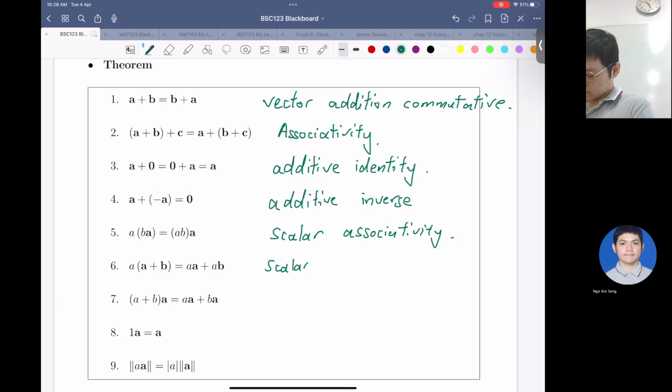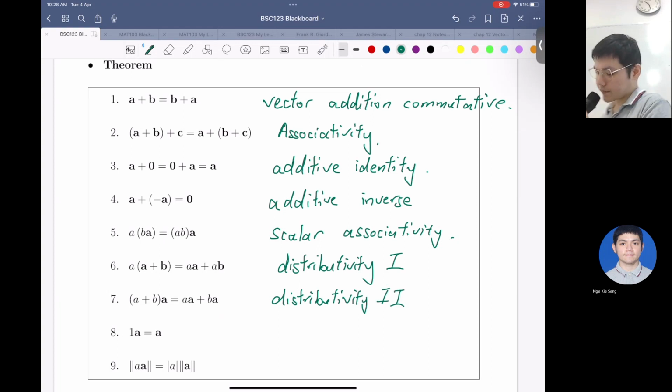Six is scalar distributivity. Scalar multiplication can distribute over vector addition. So you can add the vectors first and then multiply by the scalar, or multiply both vectors with the scalar and then do the addition. Or if you want to multiply the sum of scalars, you can also distribute your scalar. This is the first distributivity. This is the second distributivity.